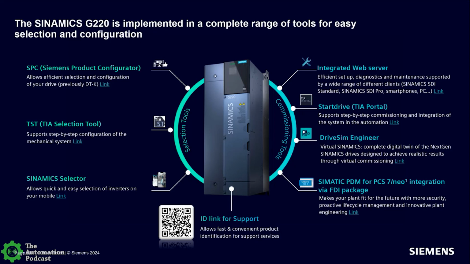We talked about some of the tools that are available here. I won't go through all of these, but there's a number of selection tools available. If somebody's familiar with the Siemens portfolio of products, a lot of these will look familiar, like the Siemens product configurator to configure a product. The TIA selection tool. There's a Synamics selector, which is a mobile phone app, which can be useful just to quickly find a part number. I've spoken a little bit about the integrated web server, and also a little bit about the digital twin offer. So those are just some things that are highlighted on that page.